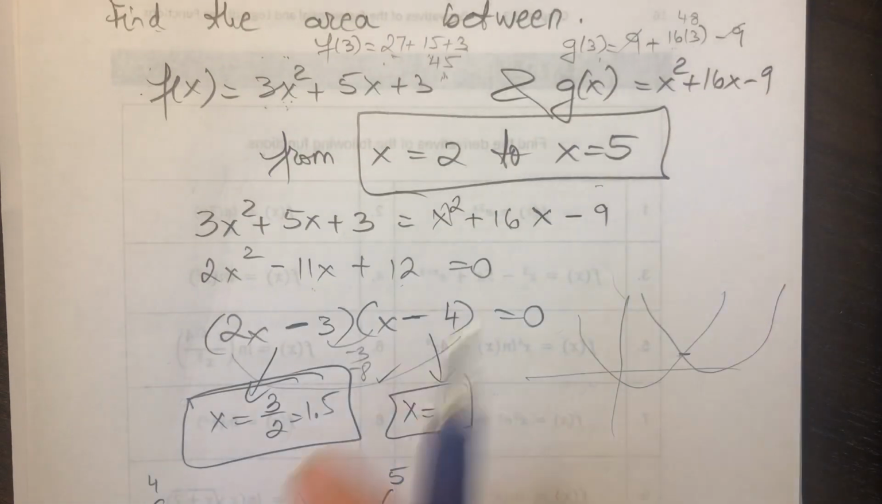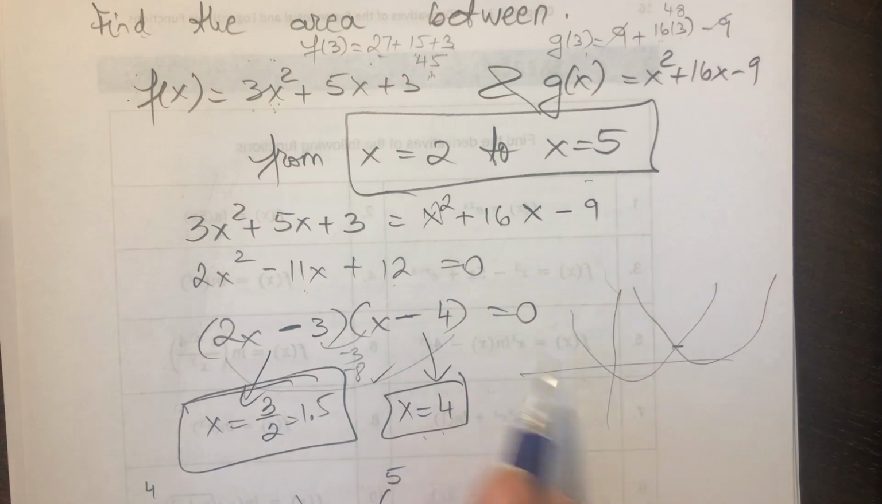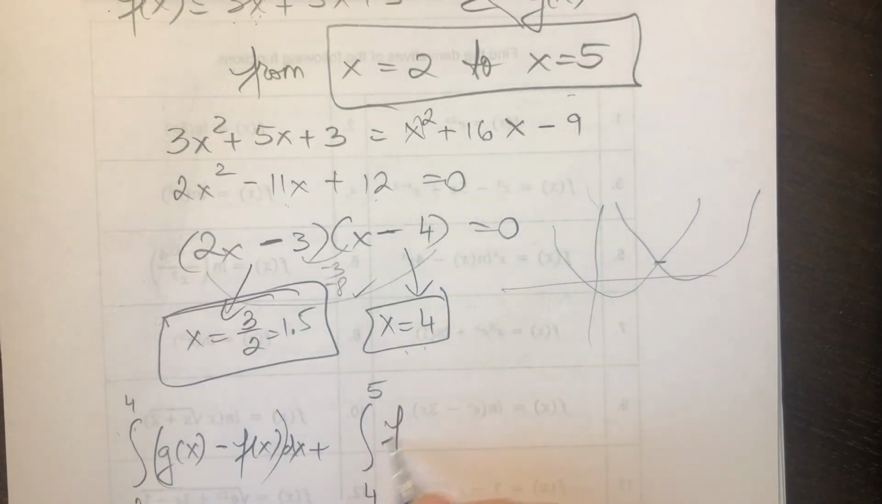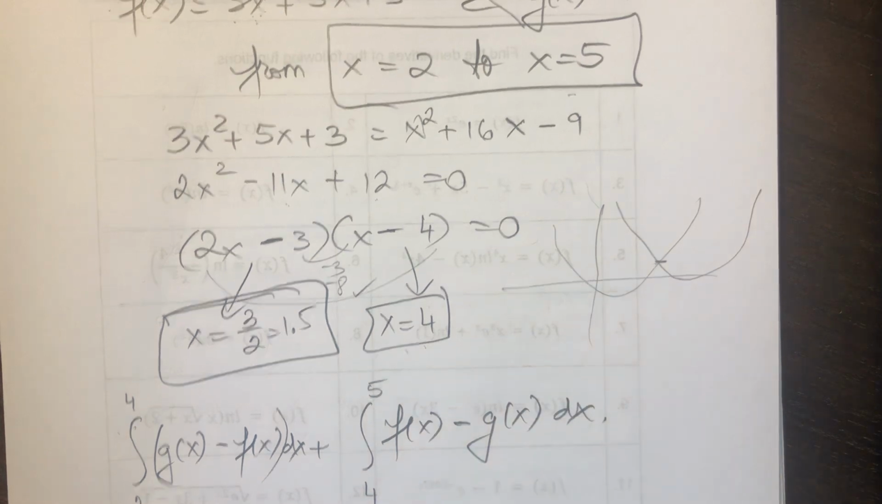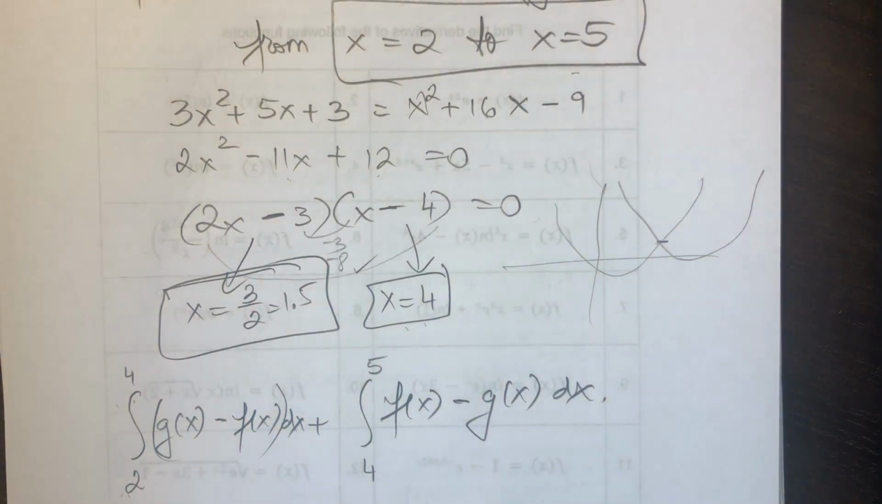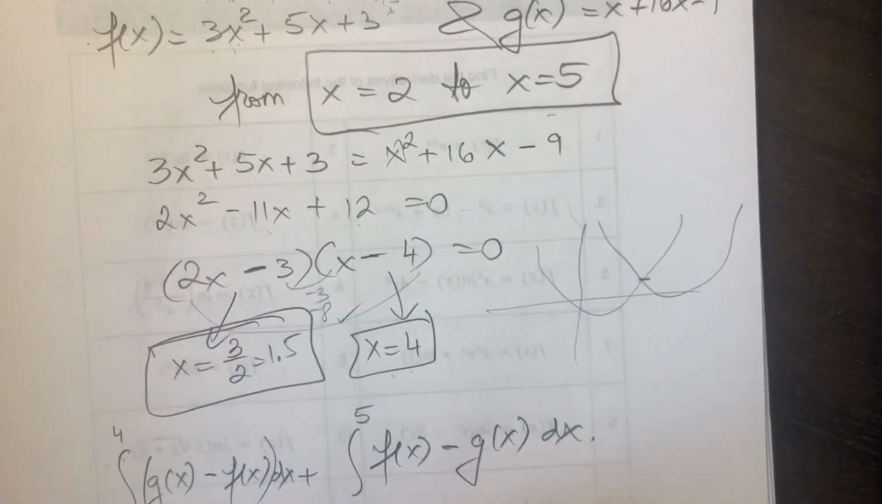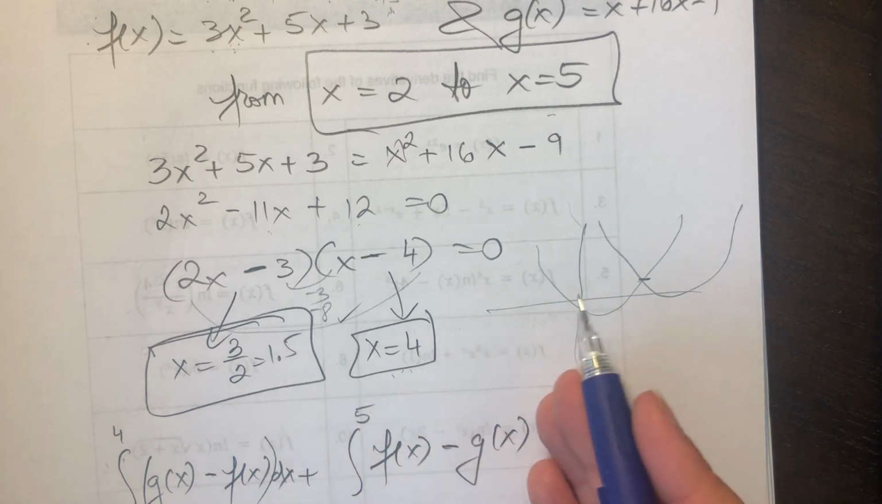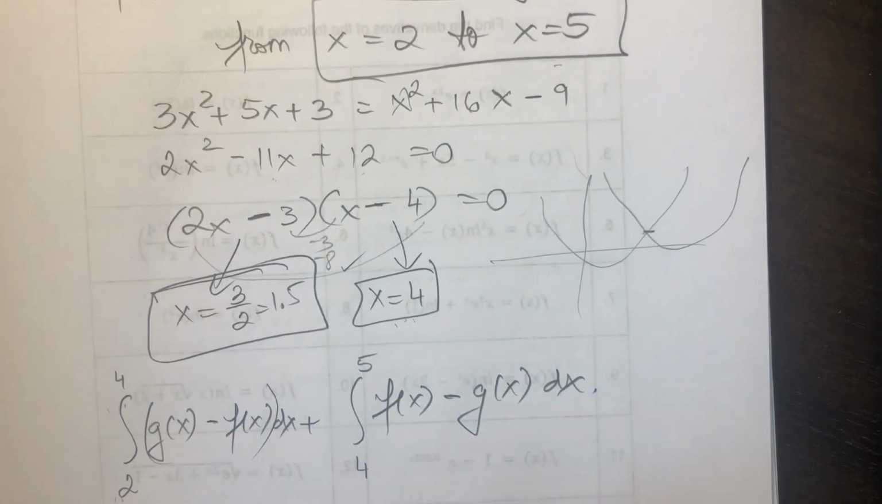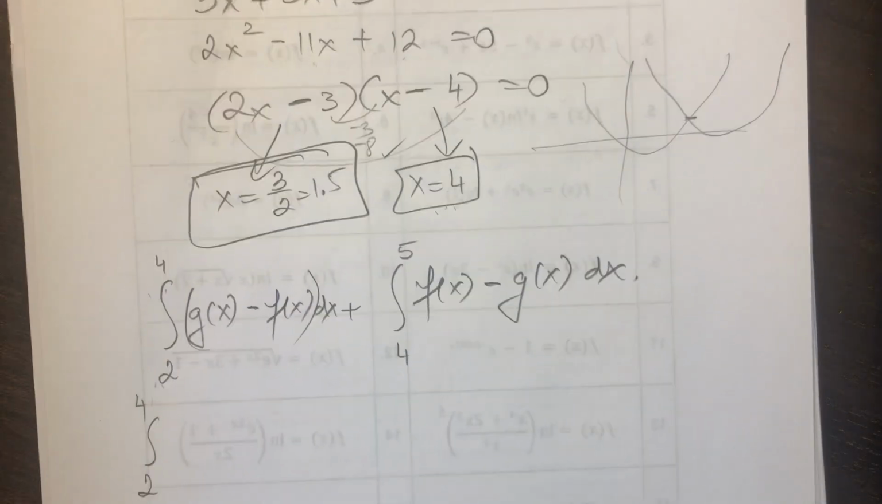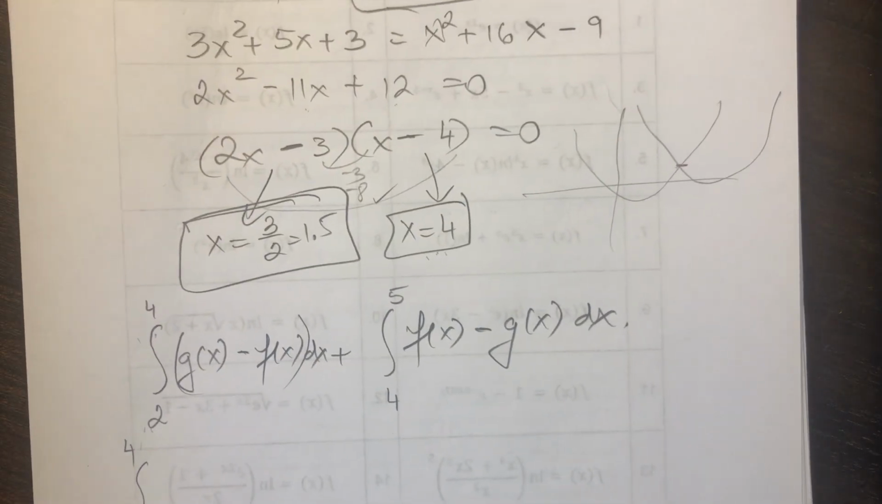And then from 4 to 5, I don't want to really plug in 4.5, but I know they're swapping. So obviously, this f of x will be more than g of x. You can actually plug in 5. You don't have to have it right in between. 5 was not an intersection point. Don't plug in 4, because at 4, they're equal to each other. You can plug in 5, and you will see that the function f of x pulls away. So the integral from 2 to 4, g of x minus f of x.